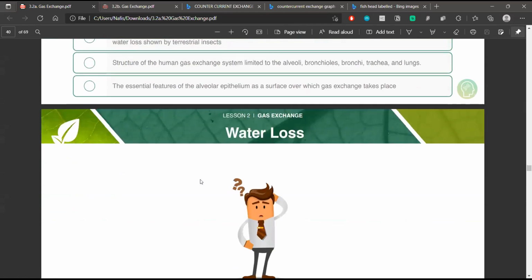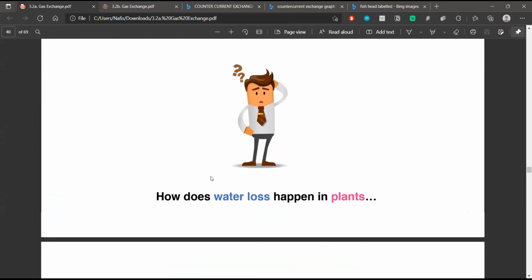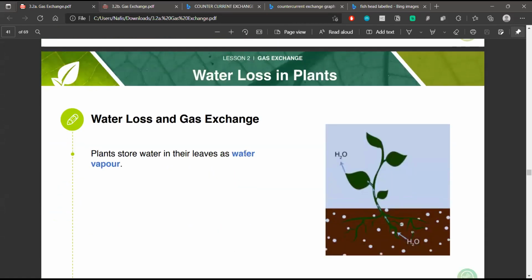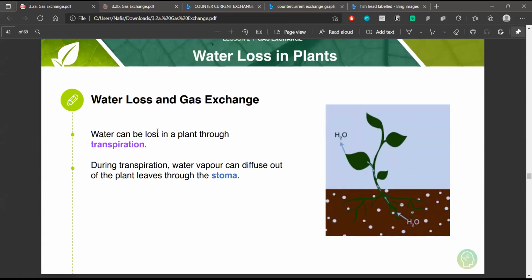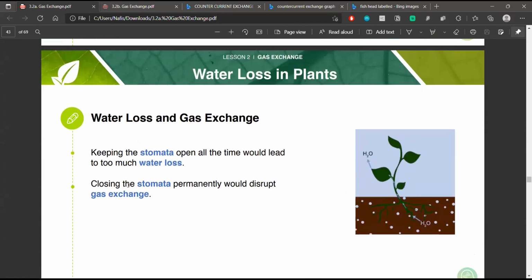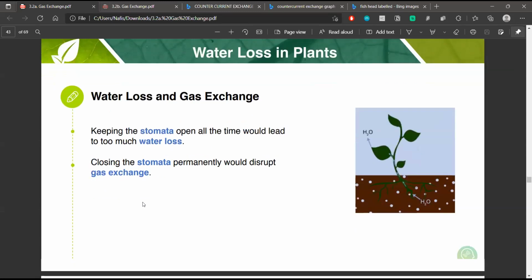Okay. So structural adaptations. How does water loss happen in plants? So remember, plants store water in their leaves as water vapor, and water can be lost in a plant through transpiration. During transpiration, water vapor can diffuse out of the plant leaves through the stoma. Keeping the stomata open all the time would lead to way too much water loss though. But closing stomata permanently would disrupt gas exchange.